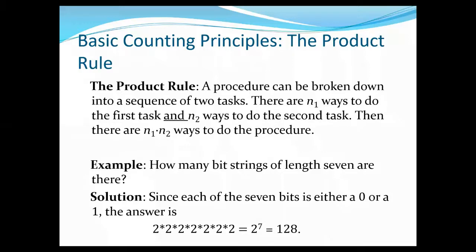So we have 128 distinct values that could represent a 7-bit length string. That's an example of a product rule. Here we only have one task, so let's increase the number of tasks.